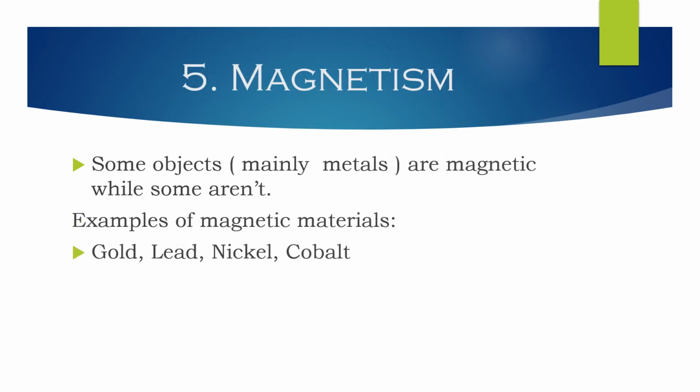The last topic we will be covering today under the classification of substances is magnetism. Some objects are magnetic while some aren't. A few examples of magnetic materials are gold, lead, nickel, and cobalt. A few examples of non-magnetic materials are wood, rubber, plastic, etc.